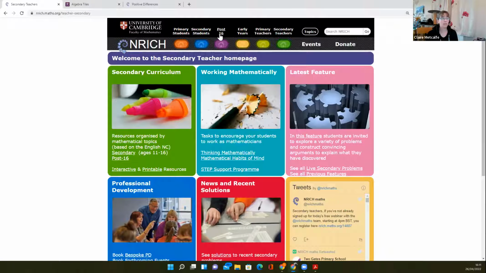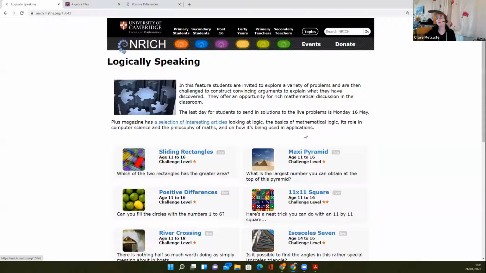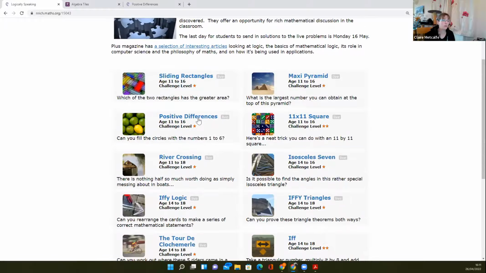Students, if they go to secondary students, they'll get 11 to 16 problems, and post-16, they'll get all the 16 to 18 problems. And sometimes there's an overlap as well. But if you go to the teacher one, you get all the problems across the 3 key stages. And the one that we've just been looking at is called positive differences. I'm just going to make that a bit bigger because it's a little bit small.